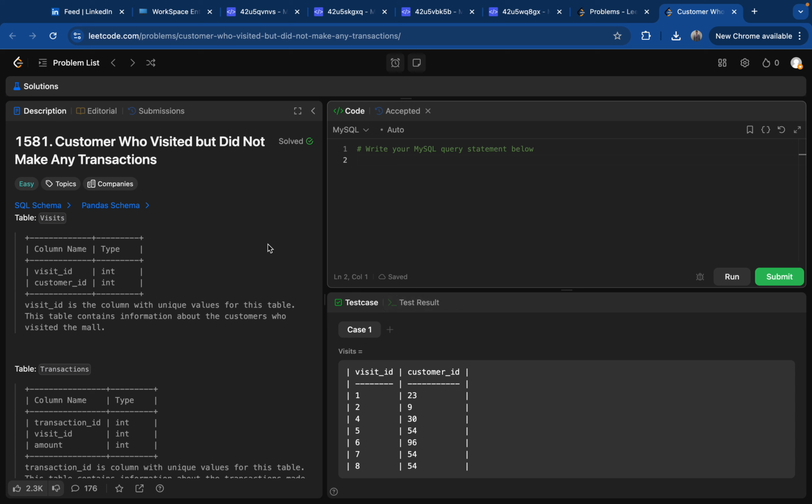Everyone, so let's start the new one. 1581: customer who visited but did not make any transaction. So we are given two tables, visits and transactions.